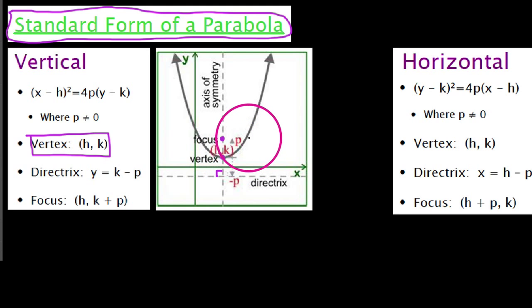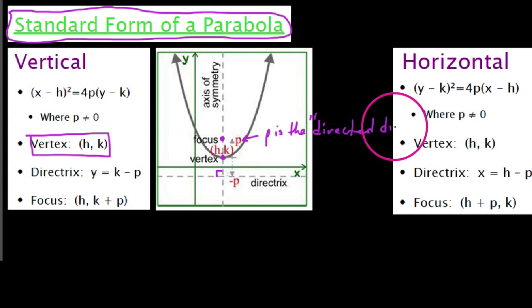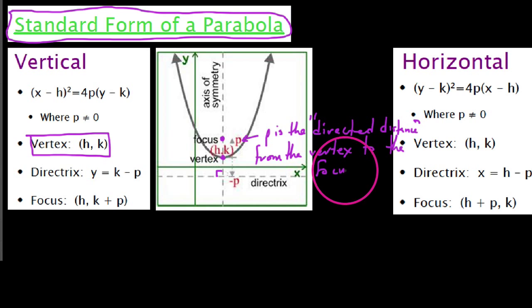Now the letter p, we're going to make a little note here. We'd say p is the quote-unquote directed distance, end quote, from the vertex to the focus. So with every parabola, we're going to see this value of p, which is going to show up in our standard form here. It basically tells us how many steps we have to take along the axis of symmetry to get to the focal point for our parabola.